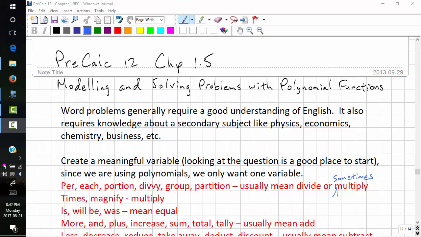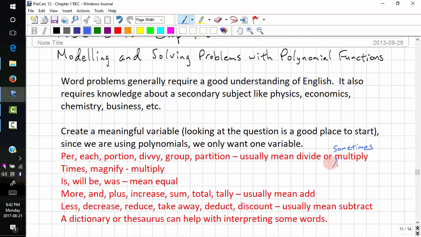And when we're working on word problems, we want to create meaningful variables. So looking at the question, since we're using polynomials, we only want one variable. And per, each, portion, divvy, group, partition, these usually mean divide. However, sometimes it could mean multiply. Times, magnify, these mean multiply.